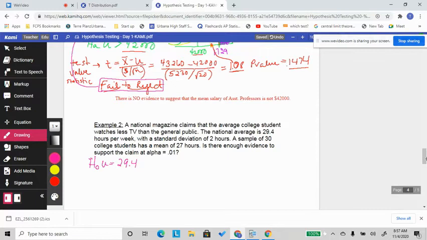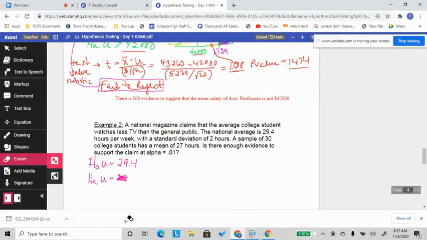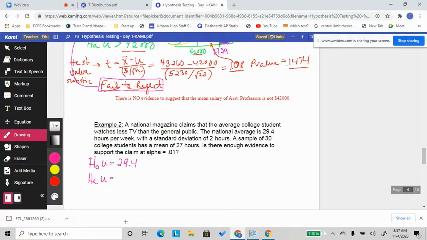A sample of 30 has a mean of 27. Oh, what am I doing? I'm thinking about something else. Sorry, guys. Okay, so we want it to be a less than test. Sorry, I was thinking about something else.